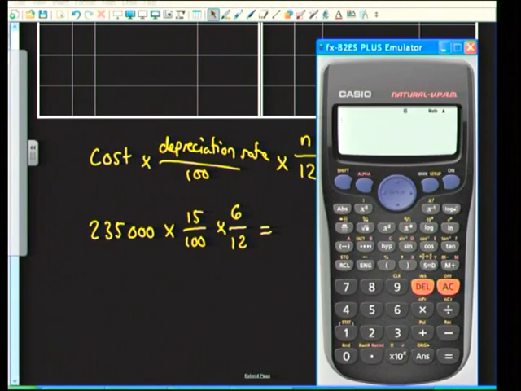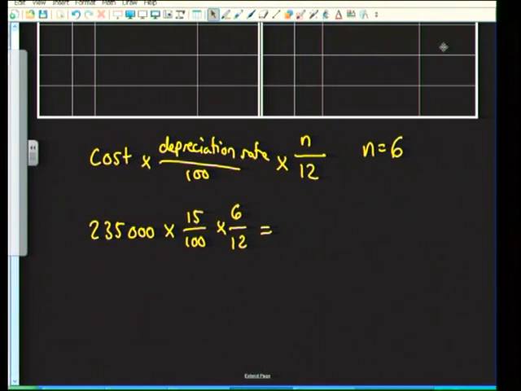Okay, let's bring up the calculator onto the screen and do the calculation. So it will be 235,000 multiplied by 15 over 100. I'm just putting the divide sign in there. Multiply by 6 over 12. And that's going to give us our answer of 17,625. Let's write that answer down as the final answer to our calculation, 17,625. Just to remind you what we've worked out here, this number is the additional depreciation from the beginning of our financial year up to the date of the sale, in other words, the 31st of December 2010.